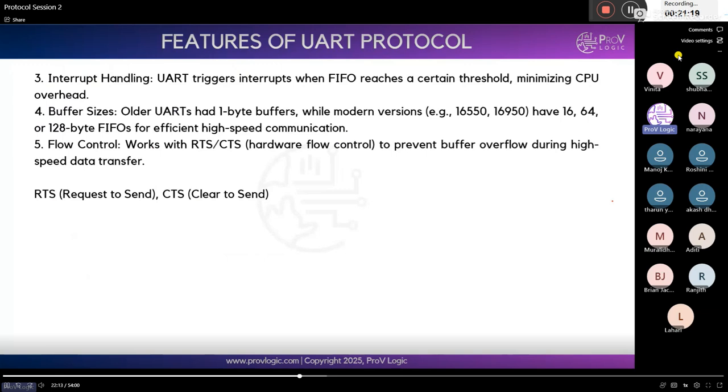We already discussed FIFO, right? We have two conditions, empty and full. Whenever the FIFO is empty, we can write the data but we can't read it. Whenever the FIFO is full, we can read the data but we can't write it. That means it has reached the maximum threshold value, and at that time it generates the interrupt. Also, buffer sizes increase from 1 byte to 16 bytes, 64, 128 bytes of data. So FIFOs are very efficient for high speed communication.